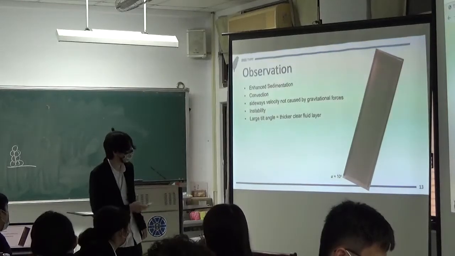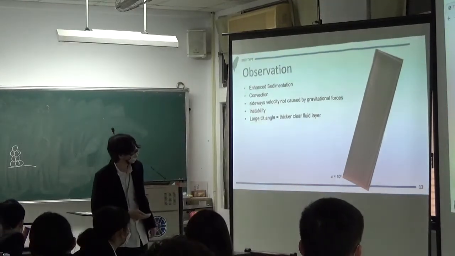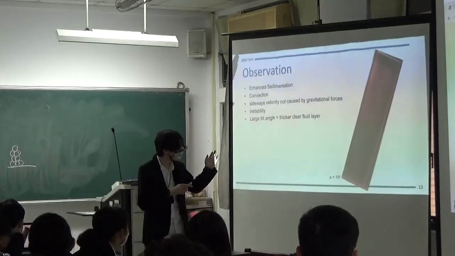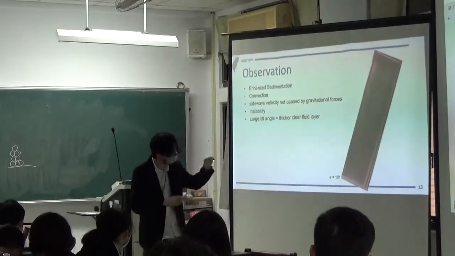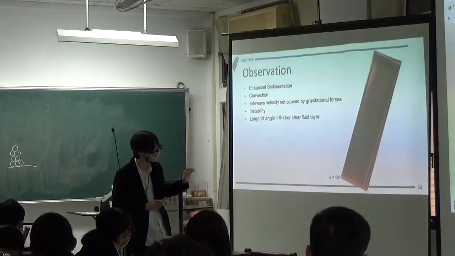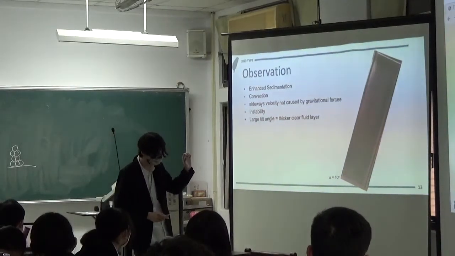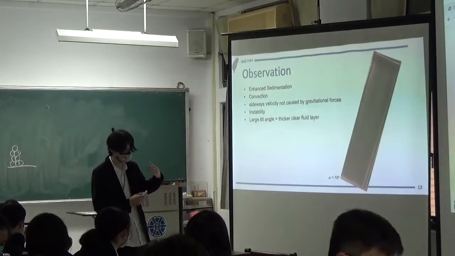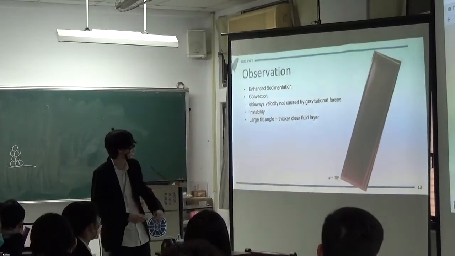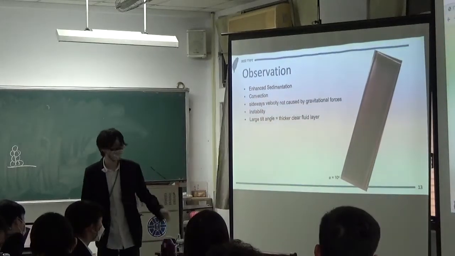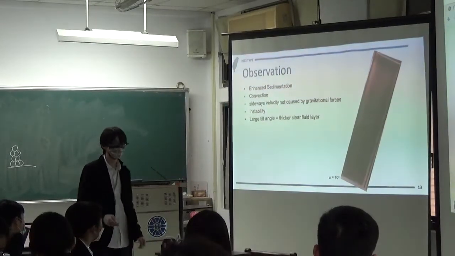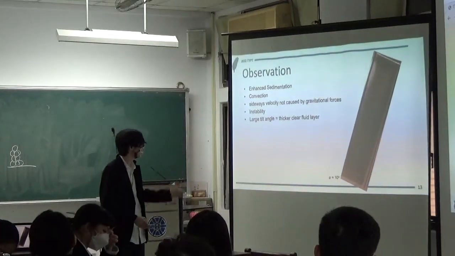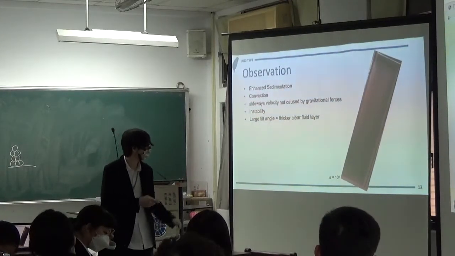This is another video which is tilted. As you can see, the thin clear fluid layer has high fluid flow velocity, so it drags up some suspension upward, and we refer to this phenomenon as instability. Also, we now demonstrate our last observation, which is the larger the tilted angle is, the thicker the clear fluid layer.